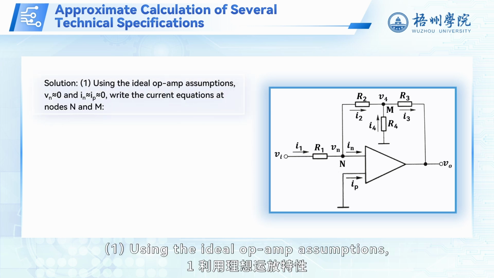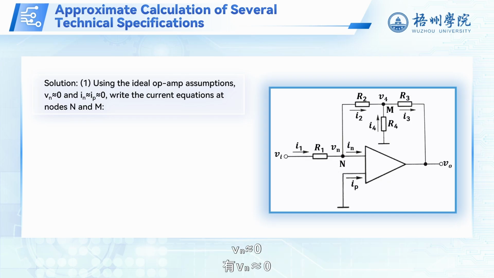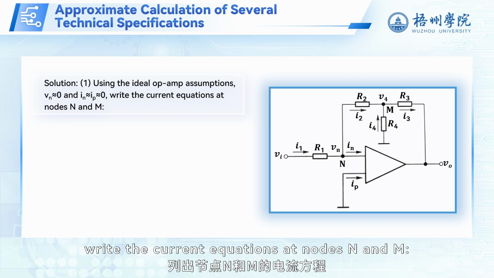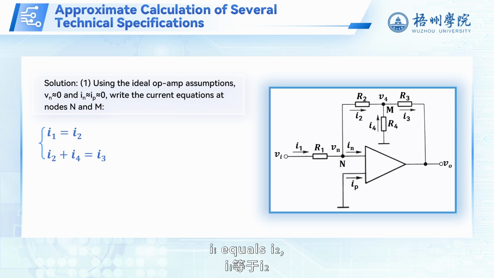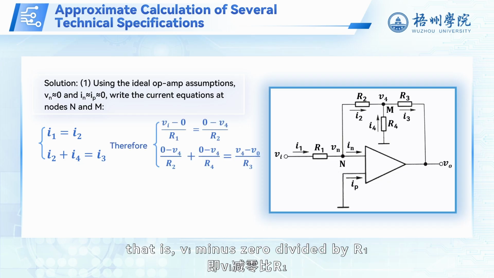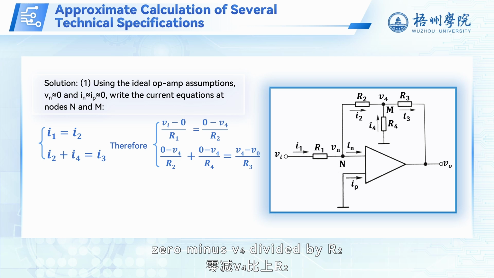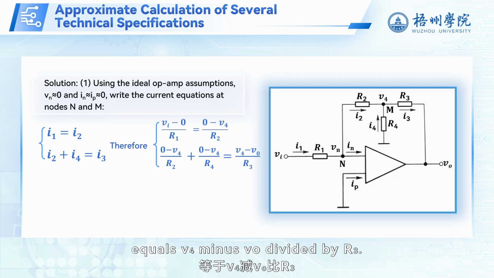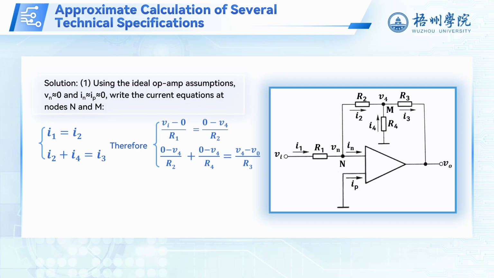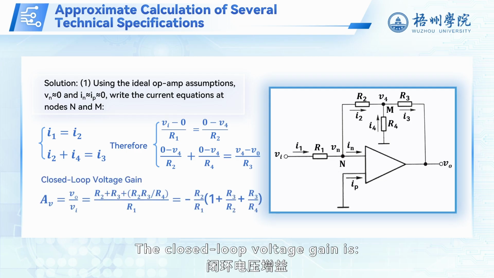Solution. 1. Using the ideal op-amp assumptions, Vn is almost equal to 0 and In is almost equal to Ip is almost equal to 0. Write the current equations at nodes N and M. I1 equals I2, I2 plus I4 equals I3, that is, (Vi minus 0) divided by R1 equals (0 minus V4) divided by R2, and (0 minus V4) divided by R2 plus (0 minus V4) divided by R4 equals (V4 minus Vo) divided by R3.